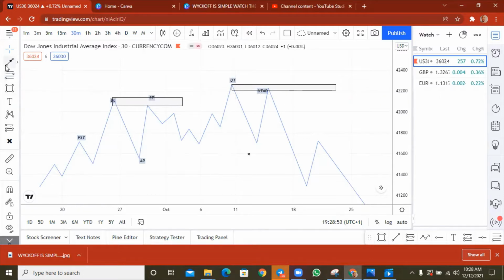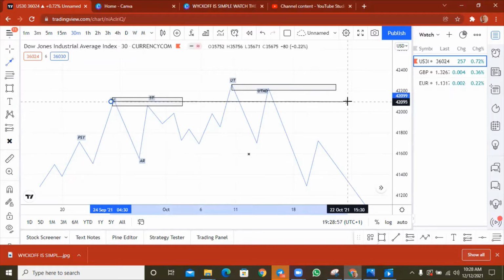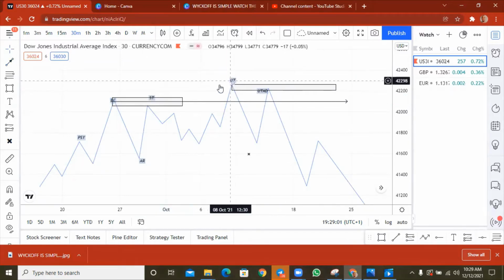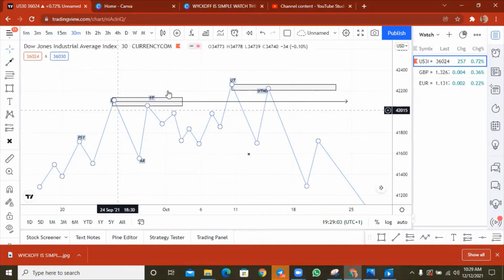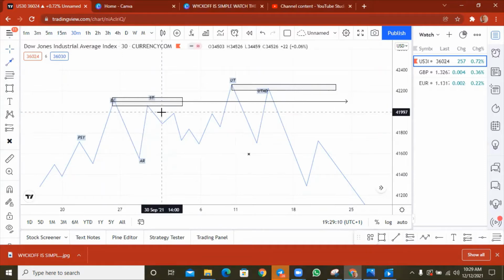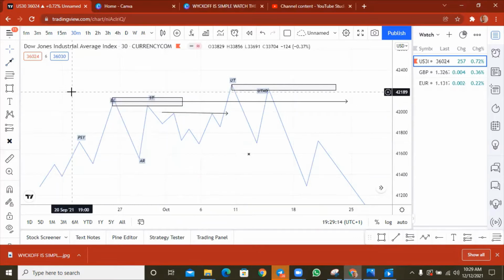When you use an arrow to draw this, you see the breaking. The next high we have here is the UT, or upthrust. It usually breaks above all these points, and that's because of a little liquidity run you see on the smaller time frame and all of that stuff.